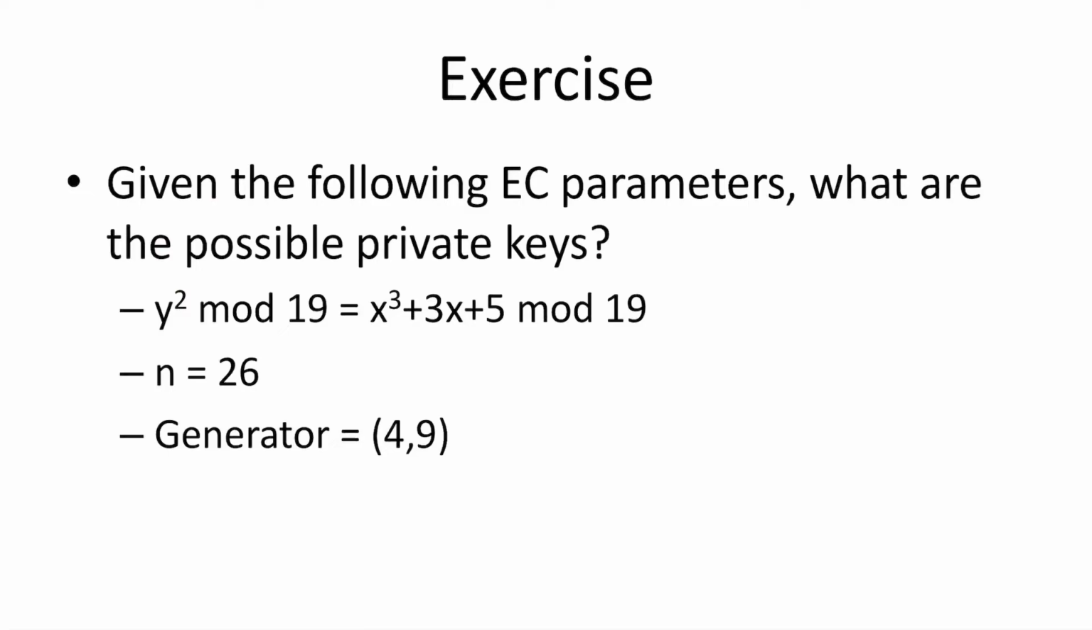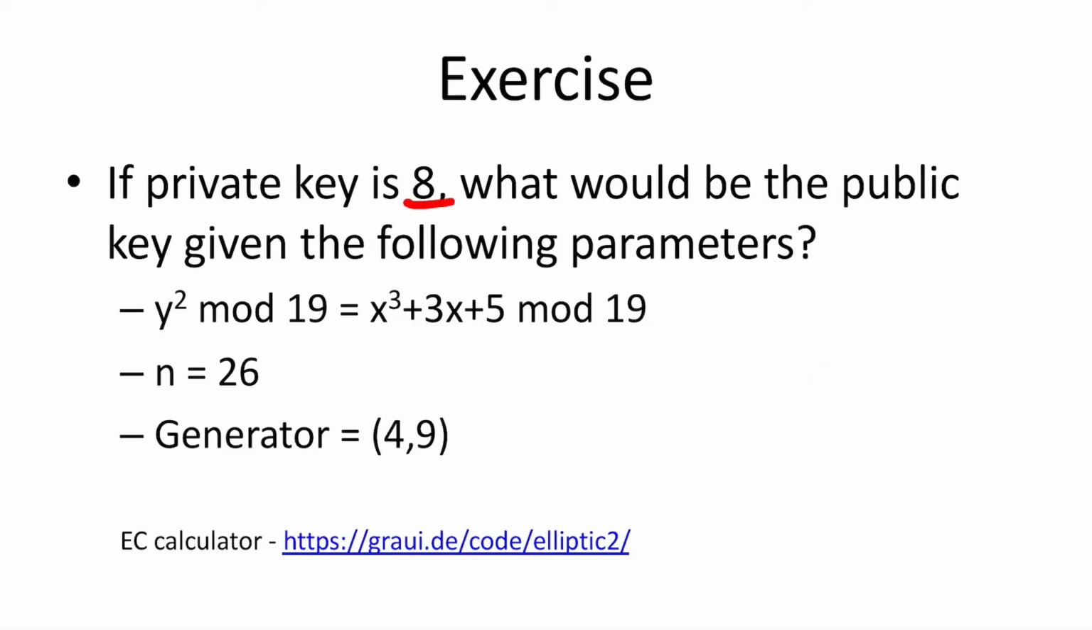So take a moment here to think about all the possible private keys we can use given the following elliptic curve parameters. The answer is that since a private key is any number between 1 and the parameter n, in this case, since n is equal to 26, we can have our private key as any of these values: 2, 3, 4, 5, all the way up to and including 25.